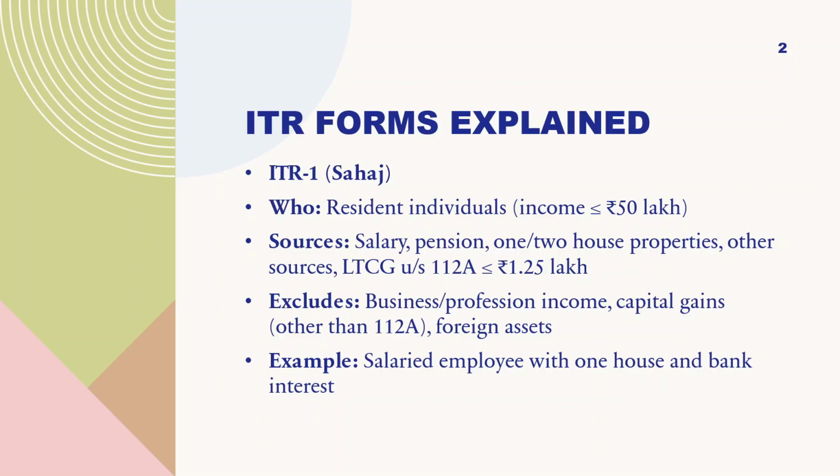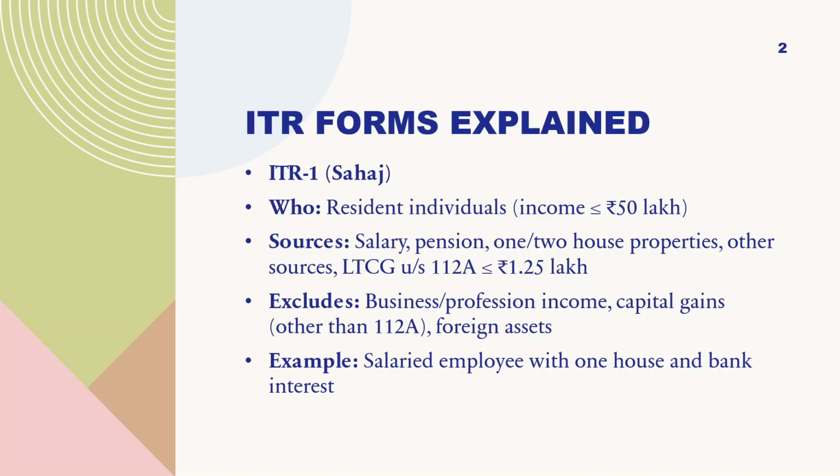This is applicable to resident individuals whose income is less than 50 lakh, and whose source of income is salary, pension, one or two house properties and other sources, and LTCG under section 112A. LTCG is long term capital gain, and if it is less than 1,25,000. Okay, if it's above that, then you can't file ITR 1.